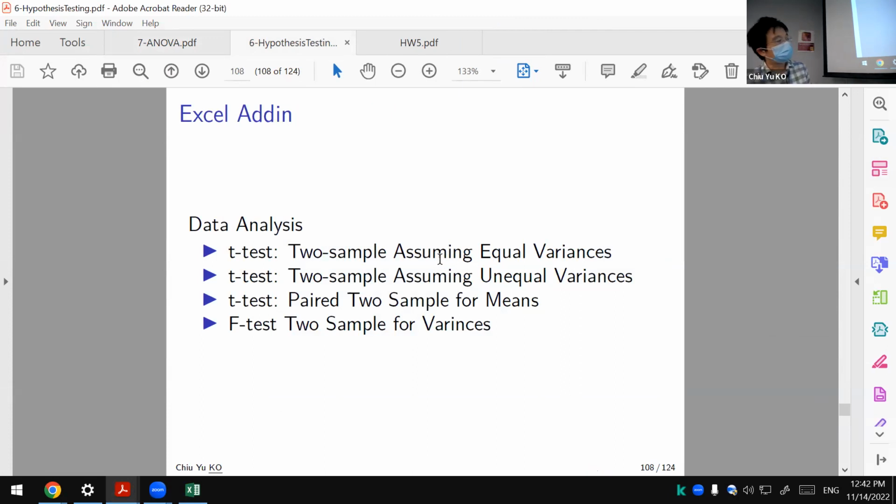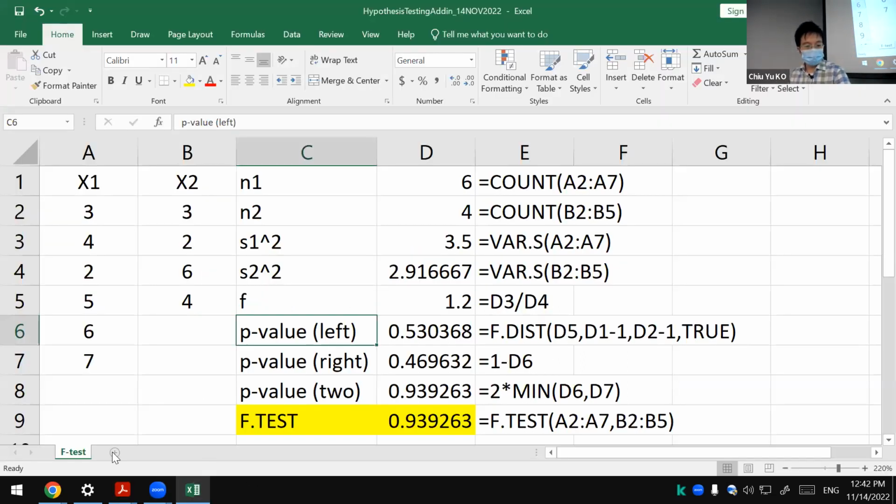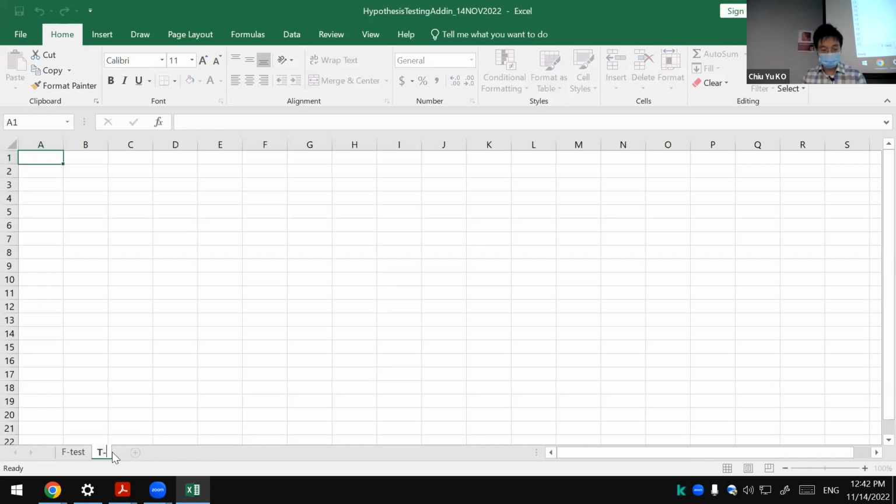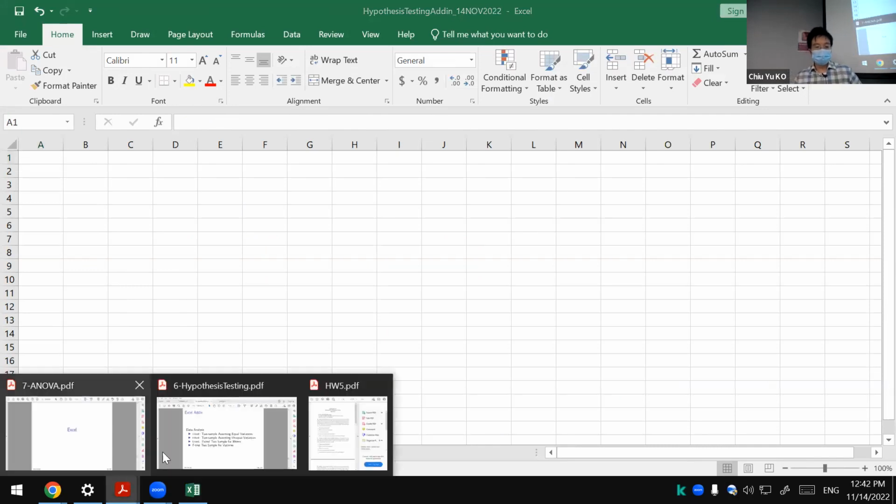the add-in, which is handling the two-tail. There will be three t-tests and also one for the variance. Okay, so let's do the t-test: independent and same variance. So that was the data.